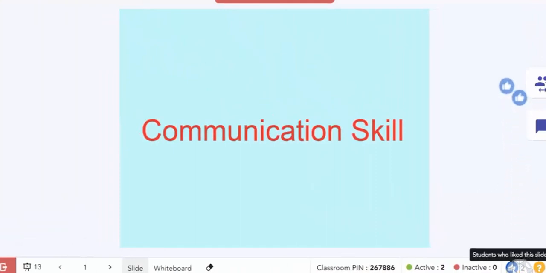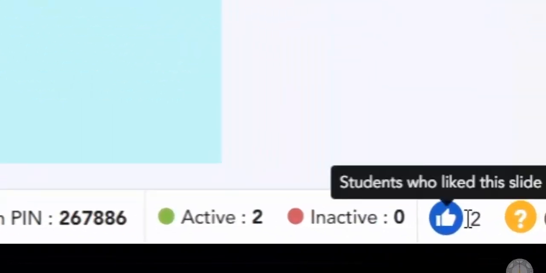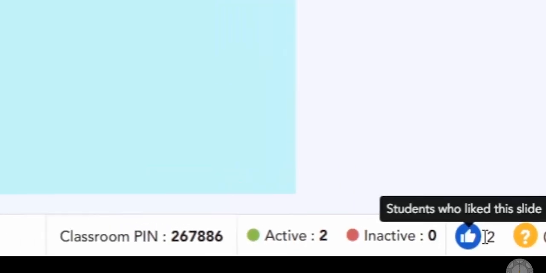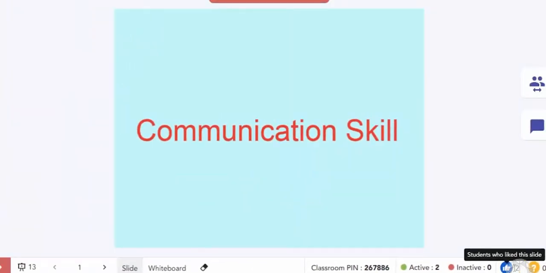You can see that you have got 2 likes right now. Whenever the student likes the presentation or a particular slide, you can see the like option over here. To check the interactivity of students, whether they have understood a concept or not, you can ask the learners to give a thumbs up or a like if they've understood the concept, so that you can move on to the next slide and discuss the next concept.